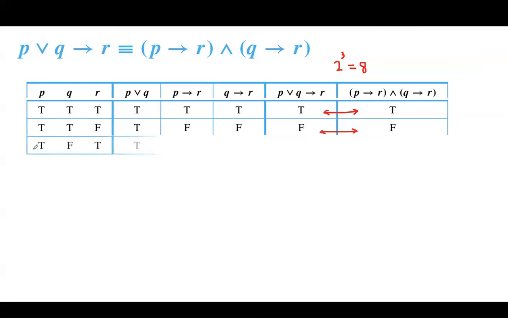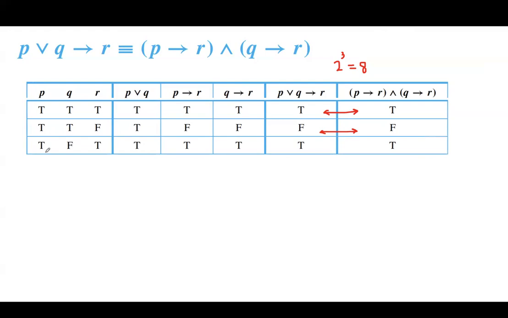The next combination is P is true, Q is false, R is true. True or false is true. True, then true is true. False, then true is also true. True, then true is true. This is your value on the left-hand side, and the value on the right-hand side is the combination of these two using and: true and true is true. So these two are also the same. You can continue this process and check the rest of the combinations. You're going to have the exact same values for these two statements.